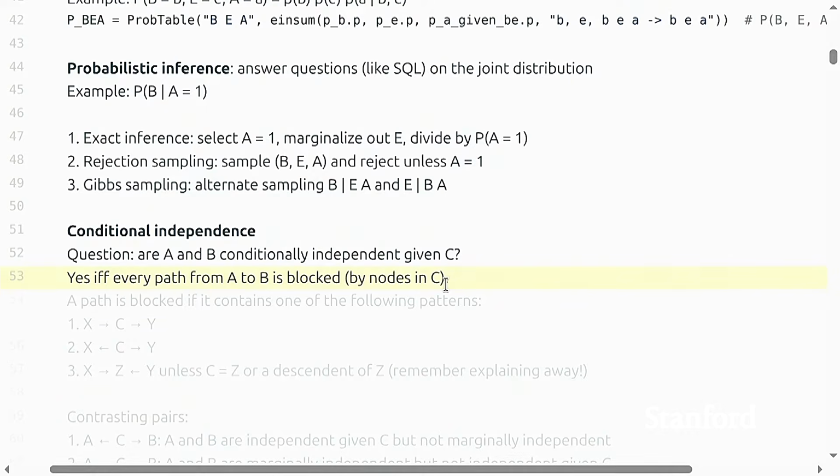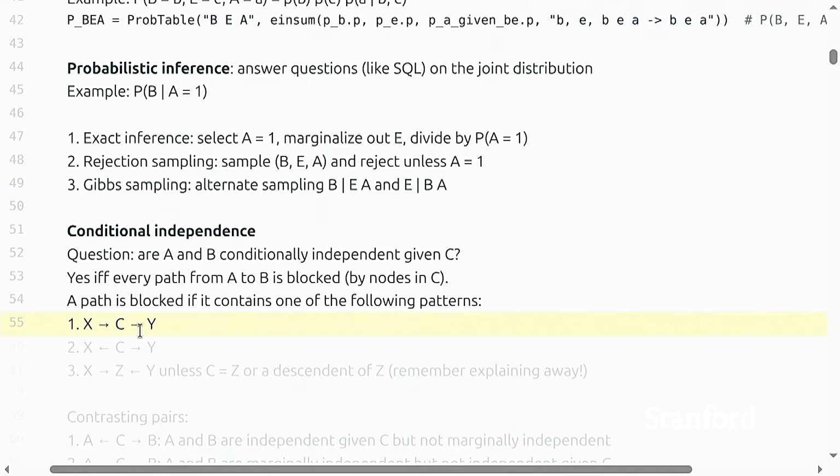Okay? And a path is blocked if it contains one of the following patterns. So if you're trying to get through from here to here and you have x going to c going to y for some variables x and y, which could be a and b, but they could be other variables. And so if you're conditioning on c here, then you can't get through.